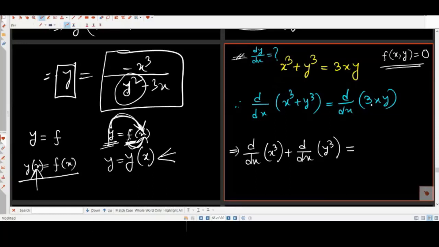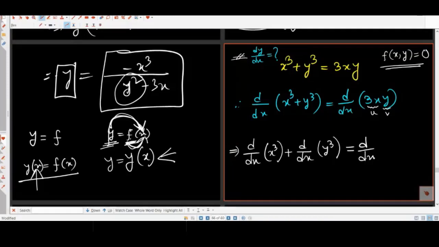On the right side, we have 3xy. We can pull out 3 because 3 is a constant. But for now, let's think of 3x as u and y as v. So on the right side, we have u times v. We have the product rule here.